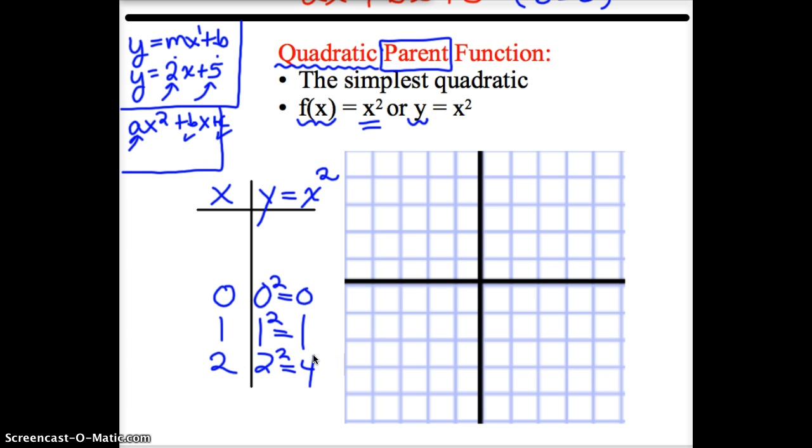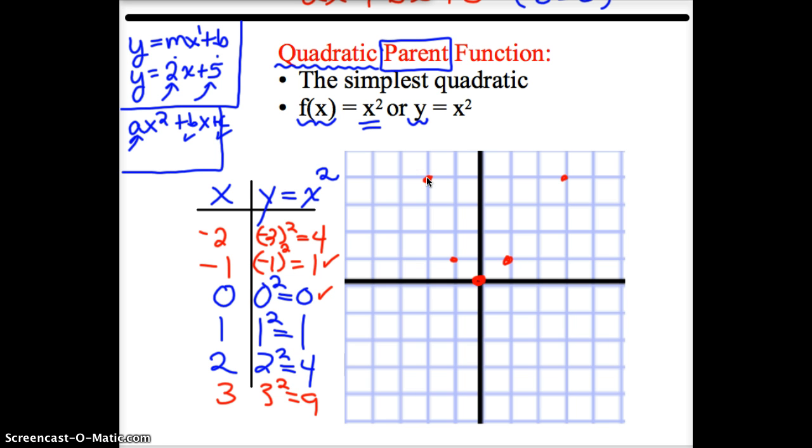Then I'm going to go to the negative side. I'm going to put a negative 1 in. When I square it, negative 1 times negative 1 is positive 1. Put a negative 2 in. When I square that, I get a positive 4. And maybe go even to 3 here. 3 squared is 9. It'll give us a really good idea what this graph is going to look like. So 0, 0, 1, 1, 2, 4, and 3, 9, which is quite a ways up there, so I'm not going to graph it, are on the function. And negative 1, 1 is on there. Negative 2, 4 is on there.